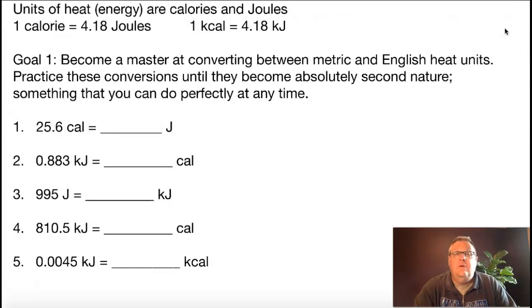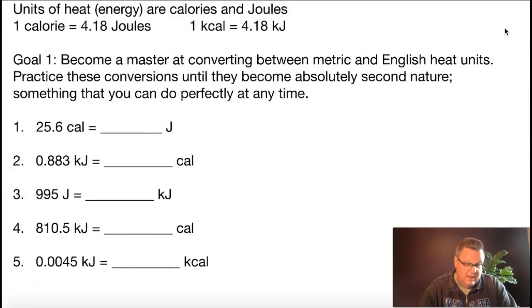Okay, quick review. Units of heat are English units, calories, metric units, joules. A calorie is 4.18 joules. A calorie, 1 calorie exactly, infinite number of sig figs. 4.18 joules, 3 sig figs. Goal 1 of the 3 goals today: the first goal, become a master at converting between calories and joules. This by far is the easiest of the 3 goals in today's lecture.